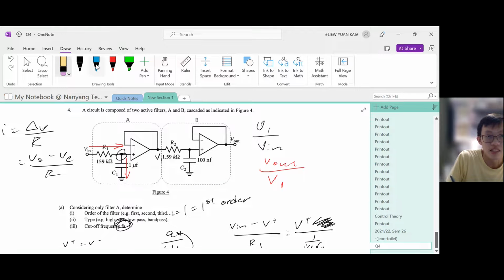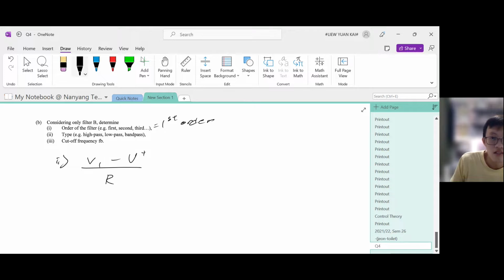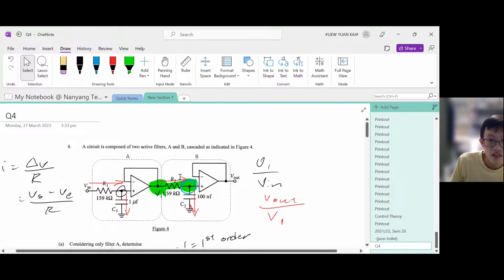First things first, we need to find KCL wherever possible, right? So assume this direction. We're doing the KCL for this node. What is the current going into this node? It is V start minus V end, so it's V1 minus V plus. Let us write that down: V1 minus V plus, divided by R2.